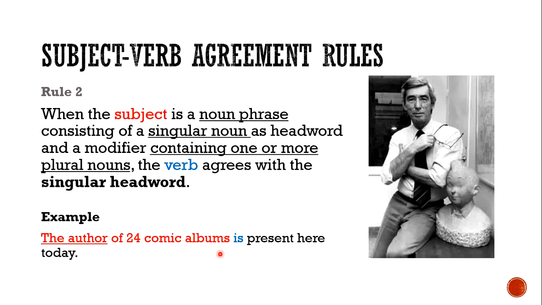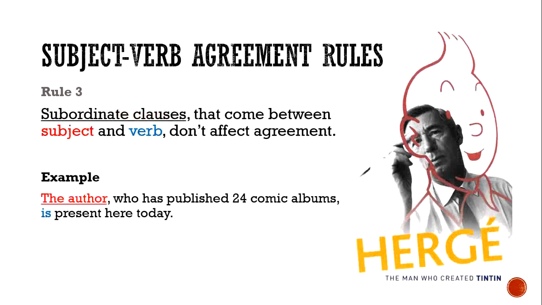Let us move on to the next rule. Rule 3. Let us read this first. Subordinate clauses that come between subject and verb don't affect the agreement. Look at this sentence. The author who has published 24 comic albums is present here today.